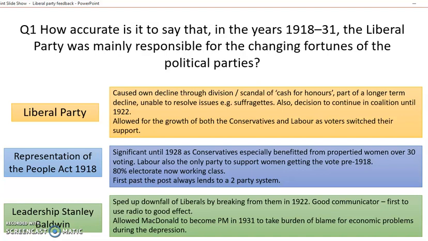He's not eccentric, he's very mainstream, and he allows Ramsay MacDonald to become Prime Minister. He encourages him to stay as Prime Minister, and that allows the Labour Party and MacDonald specifically to take the burden of blame for the economic problems that they're facing in the Depression from 1929 onwards.